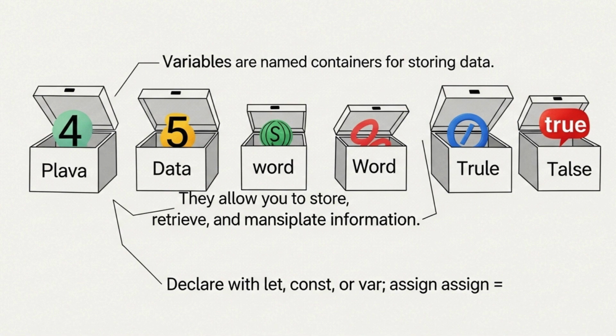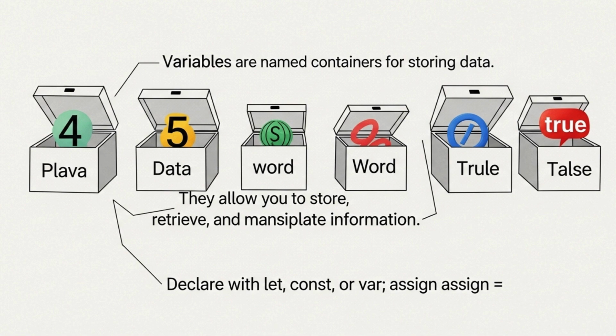Why are they so important? Well, variables allow you to store, retrieve, and manipulate information throughout your code. This means your applications can be dynamic, responding to user input, fetching data, and changing what's displayed. Instead of hard coding every piece of information, you can use variables to make your code flexible and reusable. For instance, if you want to greet a user by name, you'd store their name in a variable rather than writing it out every single time.